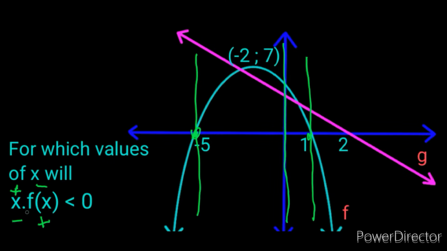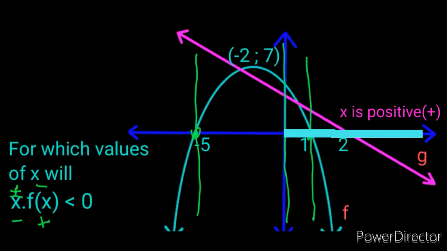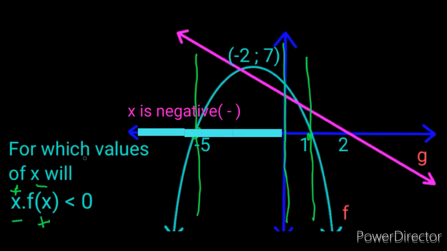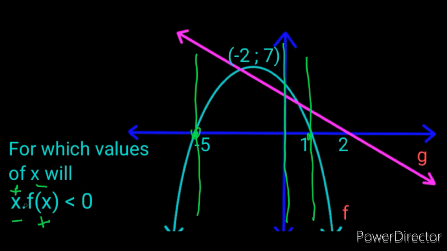Talking about the other part, notice this is the positive side of the x-axis and this is the negative side of the x-axis. With the x part, you have to check the x-axis because it's literally written x. You have to check whether it is on the positive side of the x-axis or the negative side. So let's check in group 1. Let's check f at x first, then we'll check x.